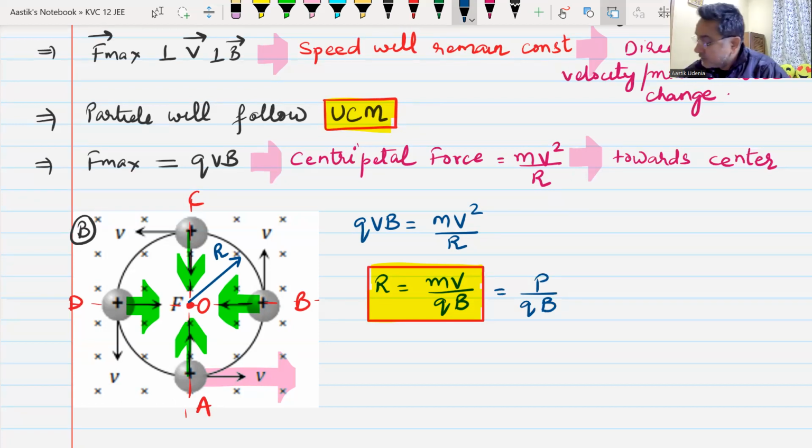Momentum P can be written as root of 2mK, where K is the kinetic energy. Everyone understands this. Now this particle which is moving will be accelerated by some potential V. Q into V will be the energy. So you can write this formula in this fashion also.